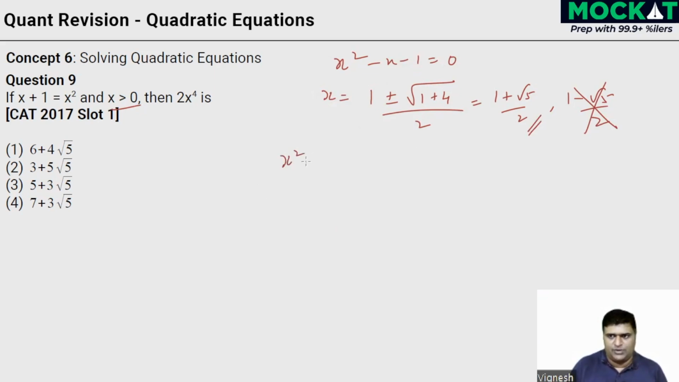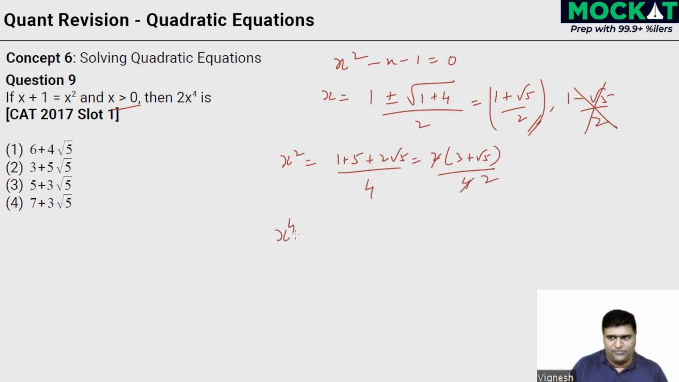What is x square going to be? When I square this, my denominator becomes a 4. 1 plus root 5 whole square is a square plus b square plus 2ab. 1 plus 5 plus 2 root 5. So that's a 6 plus 2 root 5 by 4. If I take a 2 common, it's 3 plus root 5 by 4. And we get a 2 here.